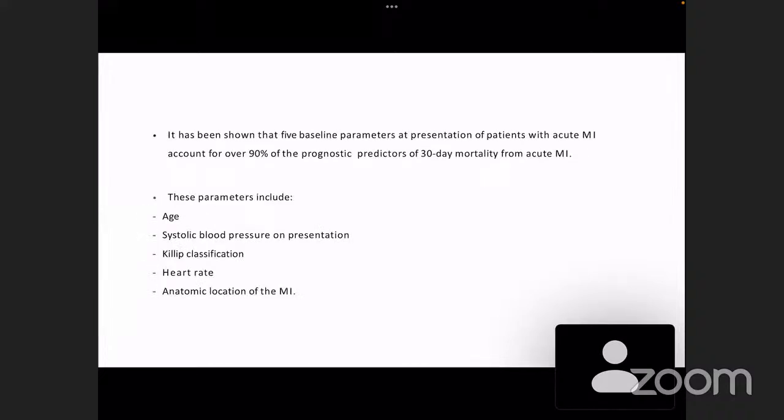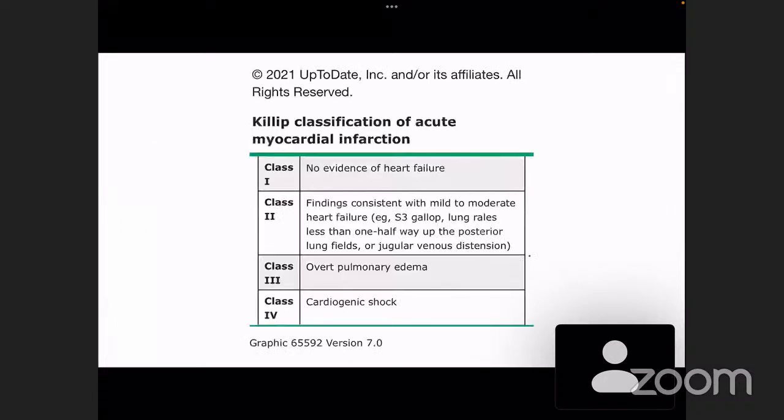It has been shown that five baseline parameters at presentation of patients with acute MI account for 90% of the prognostic predictors of 30-day mortality. These are the age, systolic blood pressure, Killip classification, heart rate, and anatomical location of the MI. The Killip classification of acute myocardial infarction can predict the 30-day mortality and in-hospital mortality.